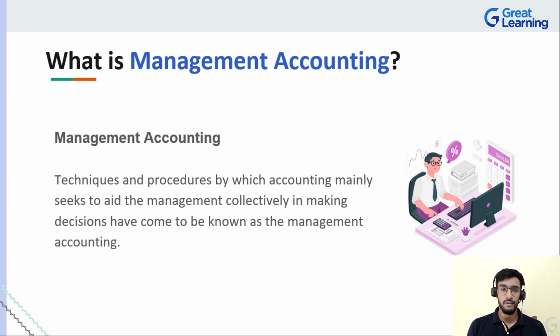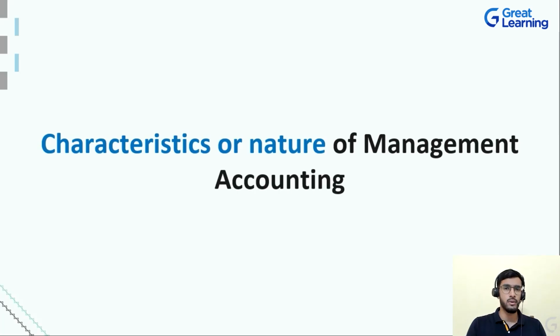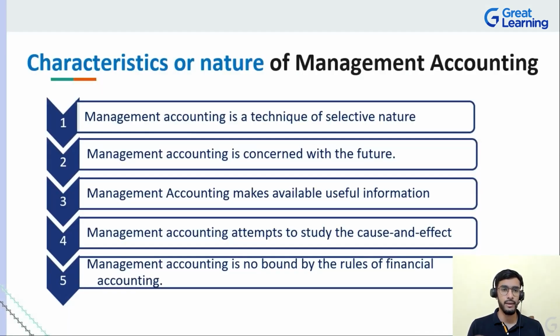After reading the definition, you might have understood that management accounting is done to help the upper management in making decisions of the future by formulating plans and growth options, using quantitative and qualitative analysis. So that's what management accounting is for you. Now, to understand management accounting even more clearly, let's move ahead with the next topic, that is characteristics or nature of management accounting. Here, the first point we have is that management accounting is a technique of selective nature.